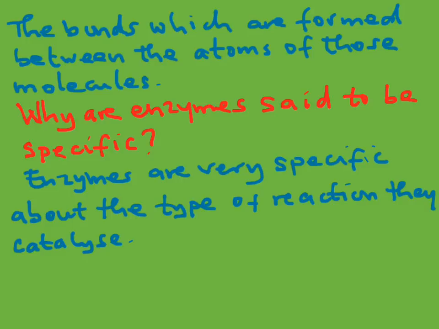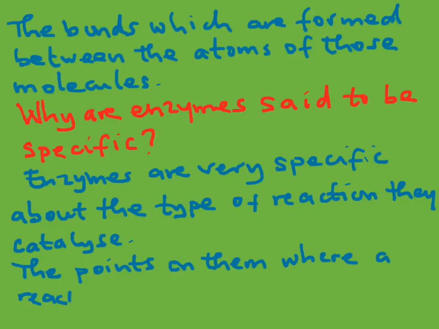Therefore, enzyme A cannot catalyze the reaction catalyzed by enzyme B. Enzyme A is specific to catalyze its own reaction, while enzyme B is specific to catalyze its own reaction. It depends on where the reaction takes place.